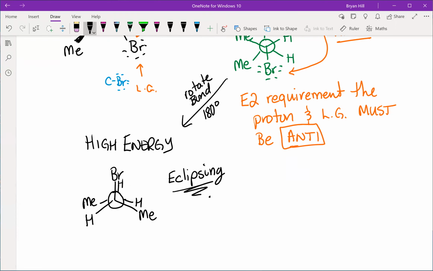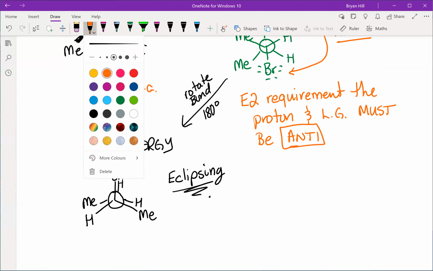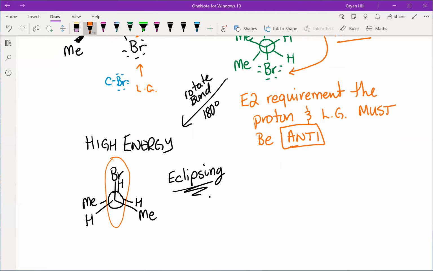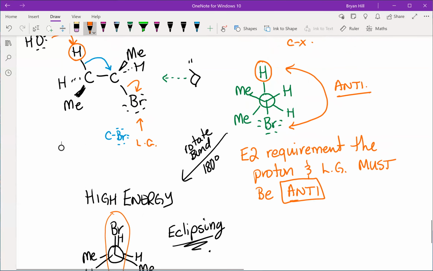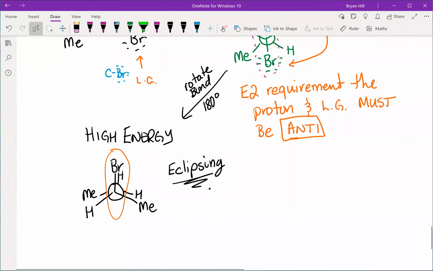That is a possibility. But the key point here is that both of these groups are still lined up. They're eclipsing. Over here, when they're anti, if we were to draw this, they are lined up. So an E2 elimination, the low energy one, which is most things, will take place through the low energy intermediate. This requires that proton plus leaving group must be anti.